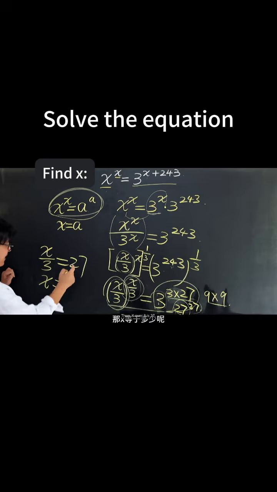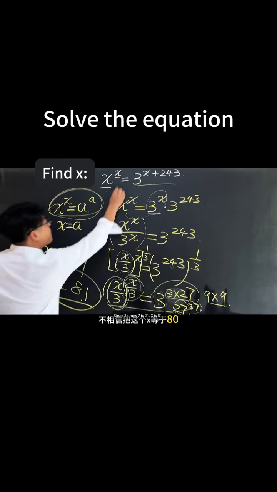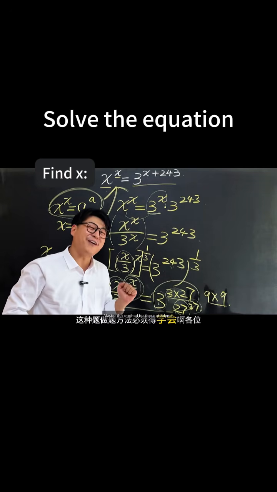Thus, x over 3 is 27. Since 3 times 27 is 81, x is 81. Plug 81 back in to verify. Master this method for these problems.